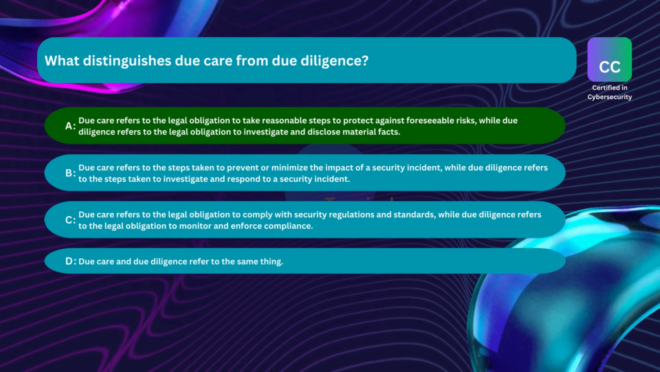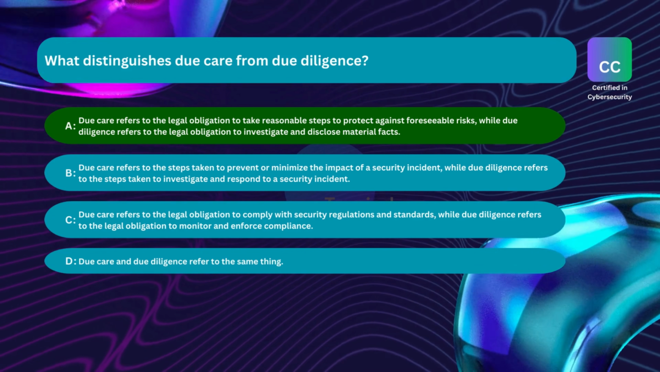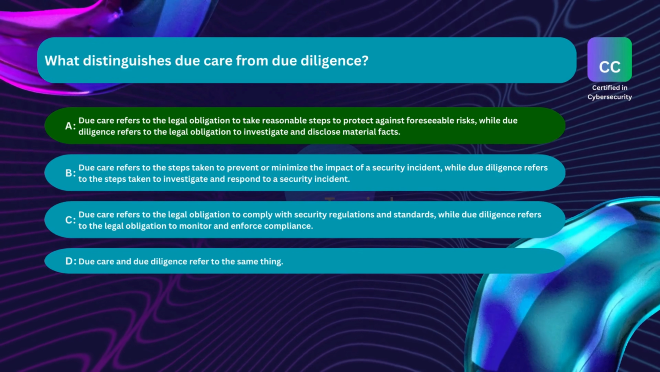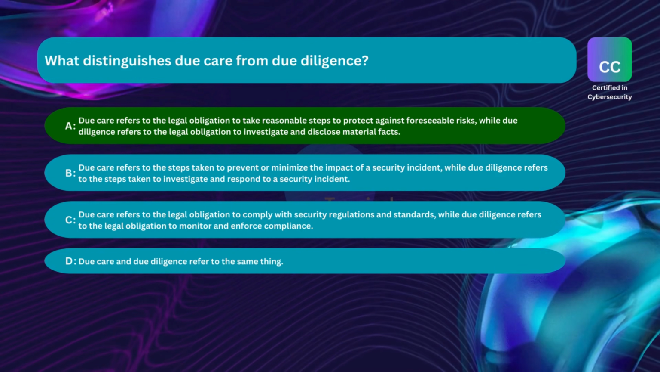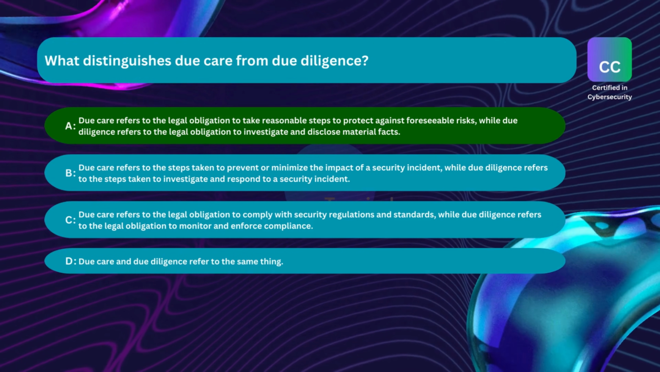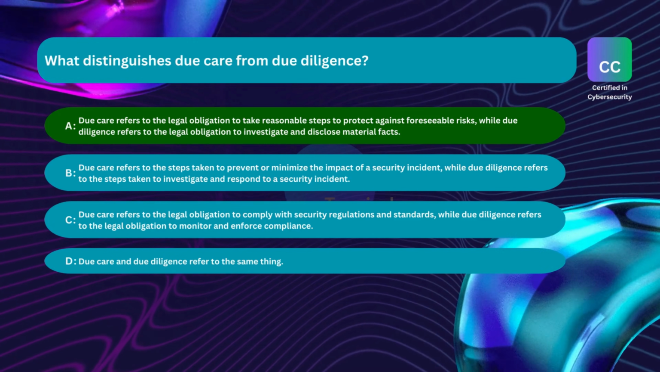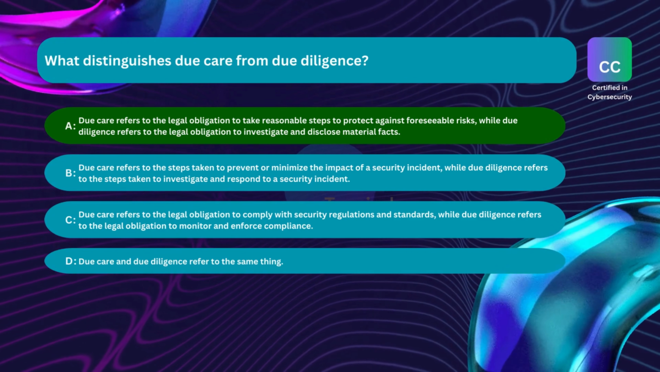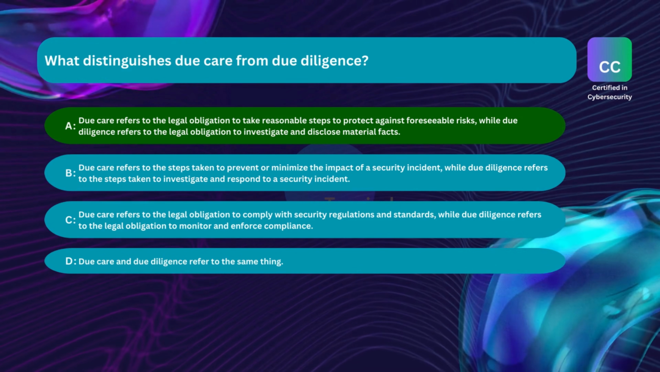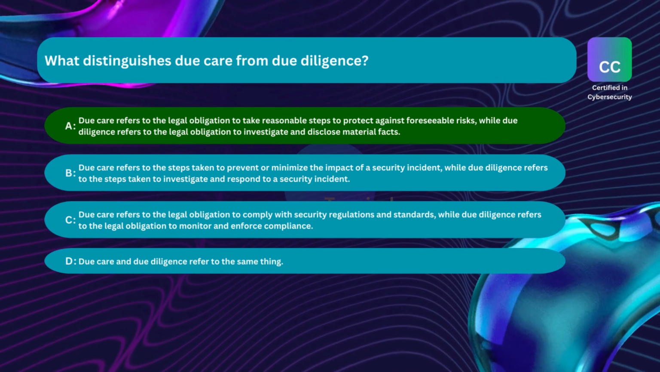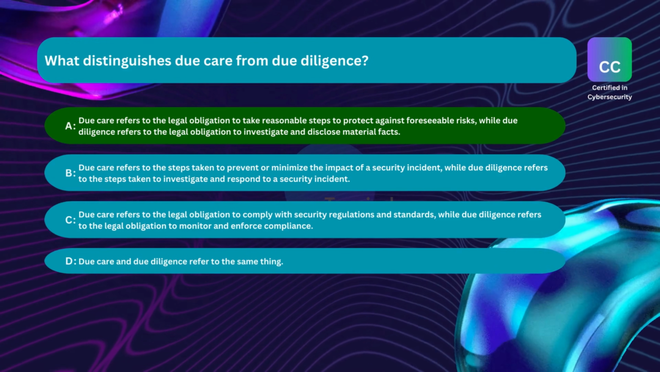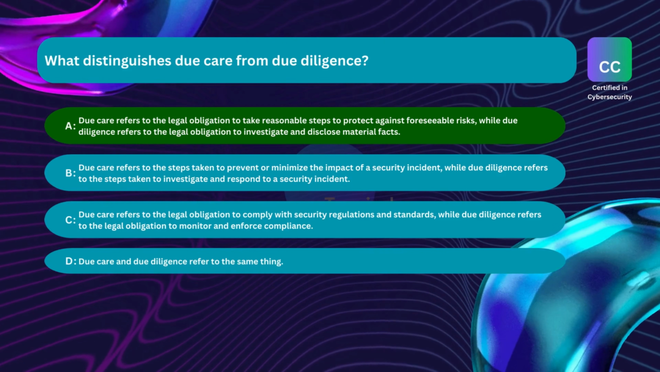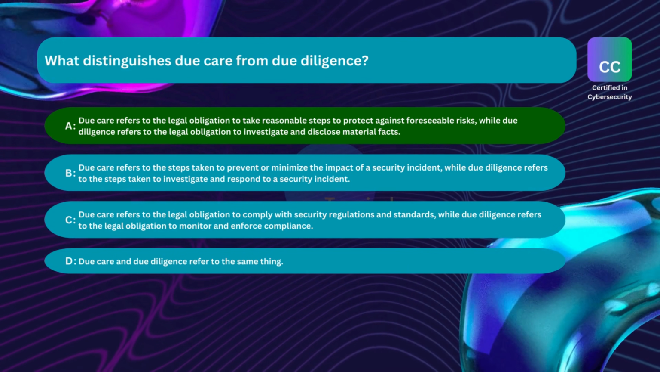Due care refers to the legal obligation to take reasonable steps to protect against foreseeable risks. This involves taking proactive steps to prevent security incidents and minimize their impact. Due diligence, on the other hand, refers to the legal obligation to investigate and disclose material facts, especially in cases of legal or regulatory compliance. This involves conducting thorough investigations and disclosing any relevant information to regulators, stakeholders, or other parties as required by law or ethical considerations.